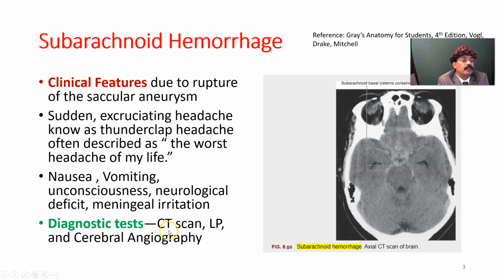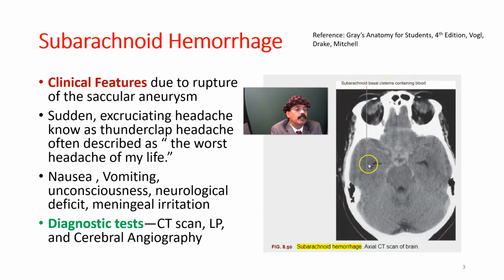Diagnostic tests: CT scan is the standard. So CT scan will identify the subarachnoid cistern containing blood, this part. This can be identified by the CT scan. Lumbar puncture is another way. Lumbar puncture will show RBCs in the cerebrospinal fluid, and cerebral angiography for a stable patient is the gold standard to identify the berry aneurysm, or maybe in the posterior aspect we'll get the fusiform aneurysm due to atherosclerotic changes.